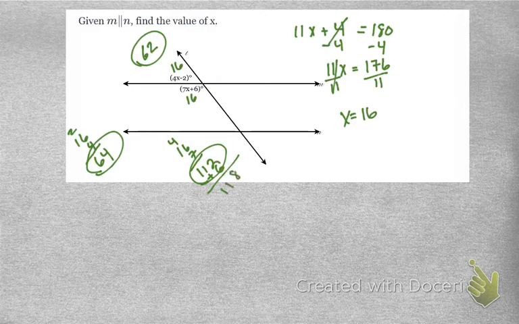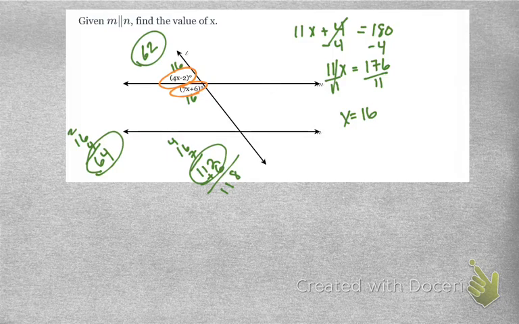So just to recap, I think I need another color. I've got a lot of colors going on here. 4x minus 2, we did 16 times 4 because we think x is equal to 16. 16 times 4 was 64, and minus 2 was 62. So that angle would have equaled 62. And then the other one was 7x plus 6. So it was 7 times 16, which was 112. And then when you add 6, it's 118. So this one was equal to 118.